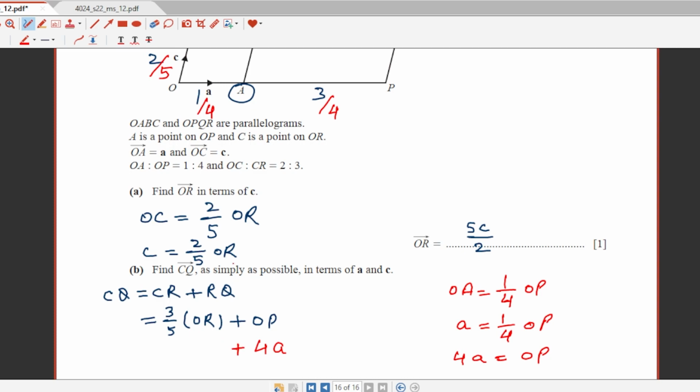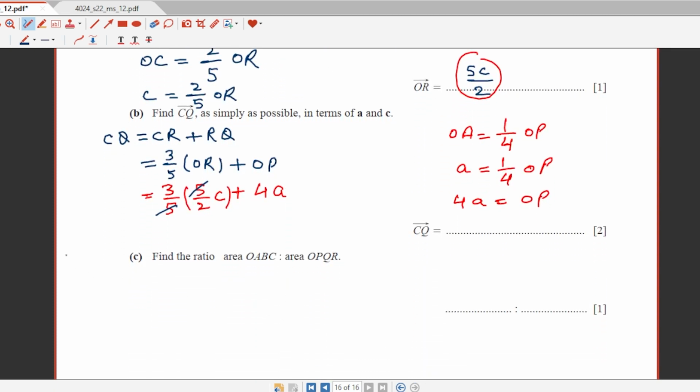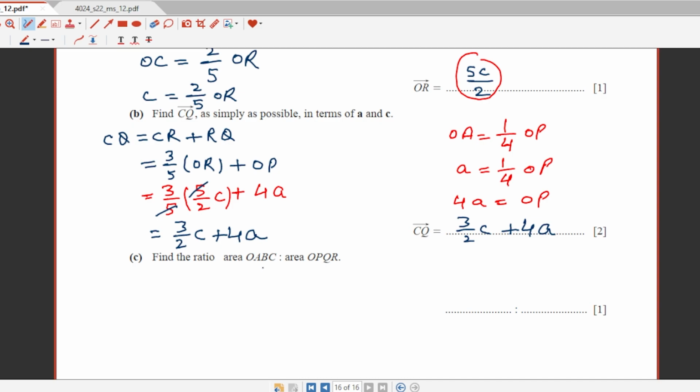And OR can be replaced by the answer which we have found in the previous part: 3/5 of 5/2 C. We can simplify these numbers by cancelling 5 with 5. 3/2 C plus 4A is the answer. 3/2 C plus 4A.